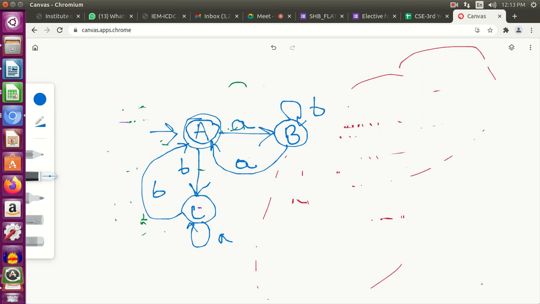Here if the sequence is A B A B A B, then it starts with A and ends with B and comes back to the final state. So it starts and ends with a different symbol. It should not be accepted. Is it getting accepted? A B A B A B. Yeah, you're correct. It's getting accepted.